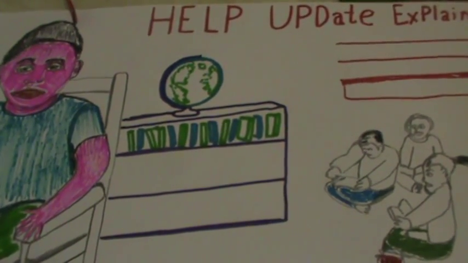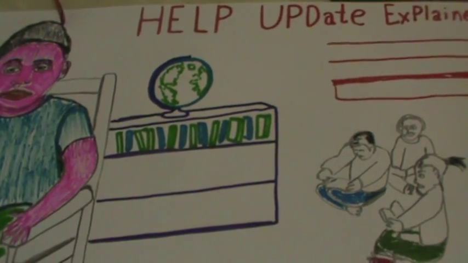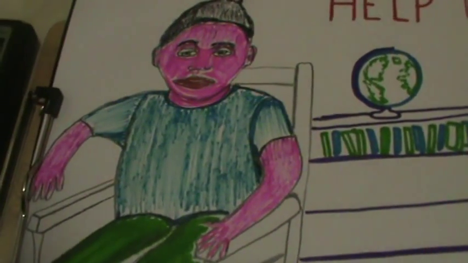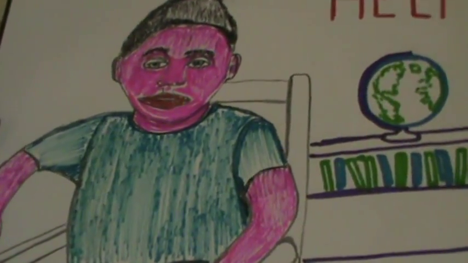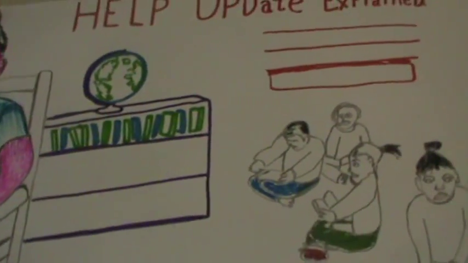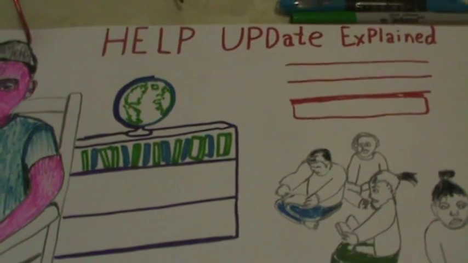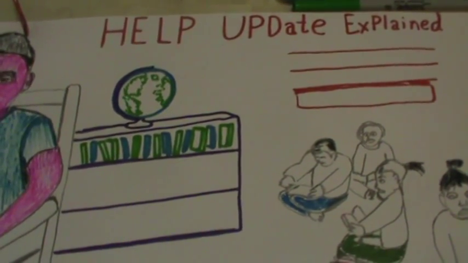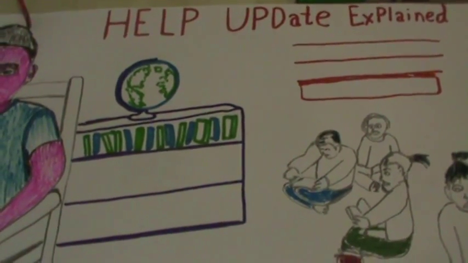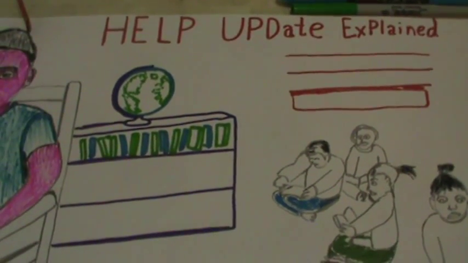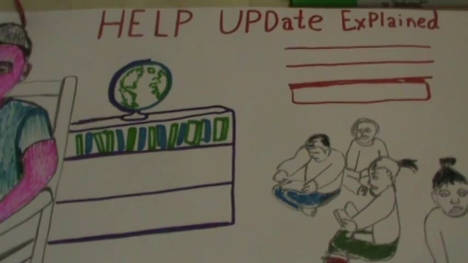Well, hello there, everyone. I'm going to talk about "Help Update" explained, and basically this client activity talks about whether it's a job, or students. I can use an example here of maybe students or kids at a daycare center, that type of thing.